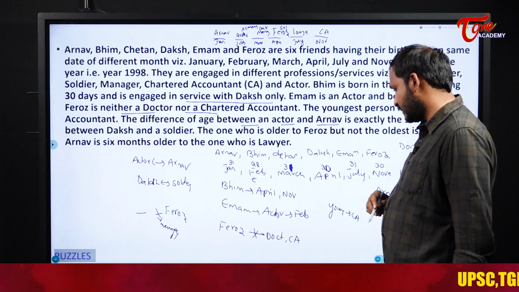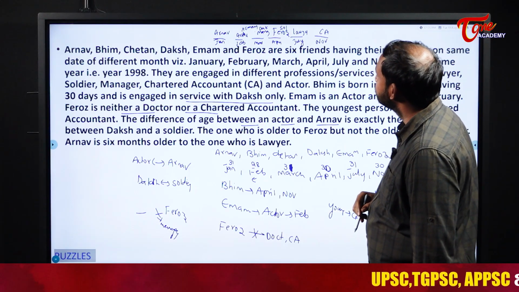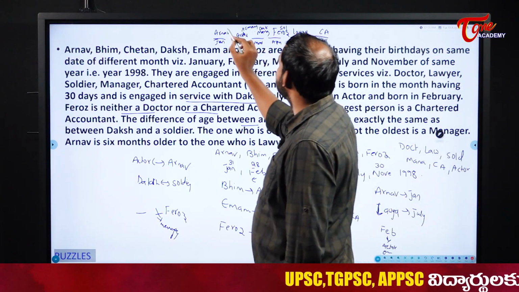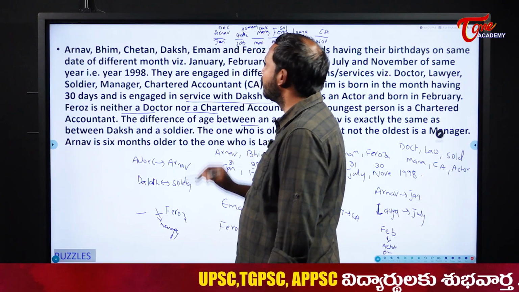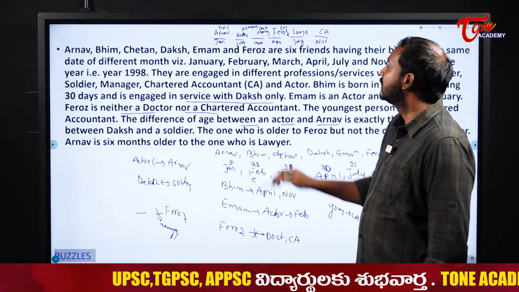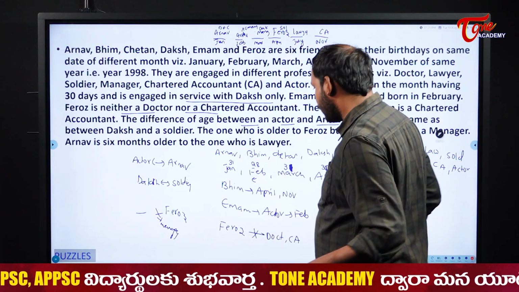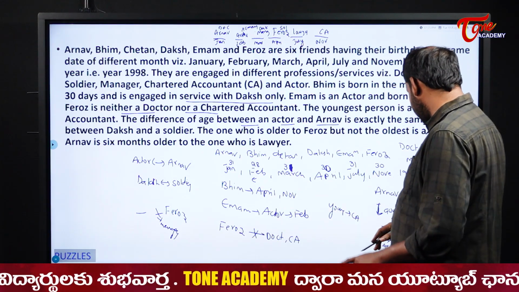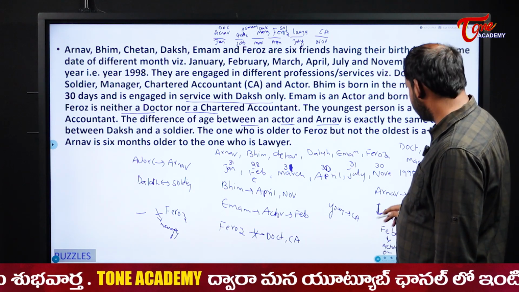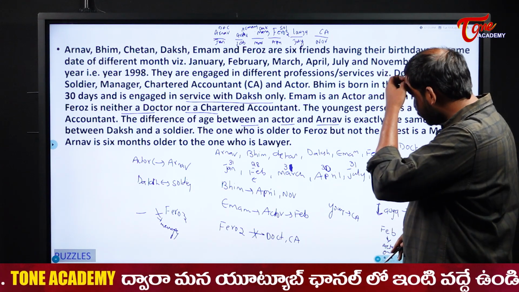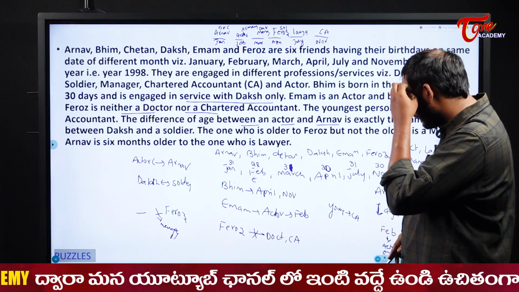Lawyer and CA, that one is also fixed for us. So the only profession left for us is what? Doctor. So Arnav will go for doctor. Doctor, actor, manager, soldier, lawyer and CA, all are done. The only thing left for us is what? Lawyer in the month of July. That one is also fixed. So youngest is CA.